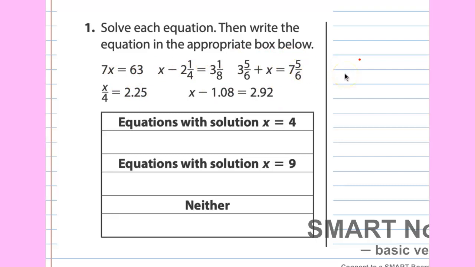My suggestion is to solve the equation, because if you are going to substitute these values for x, it will take you a while. So solving the equation is the better way. All right, so let's start with the first one.